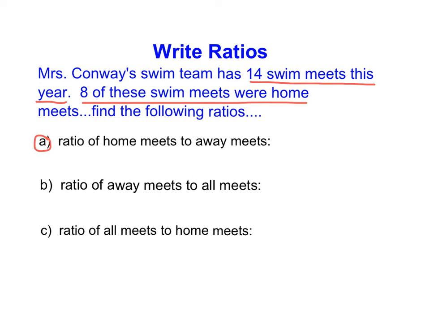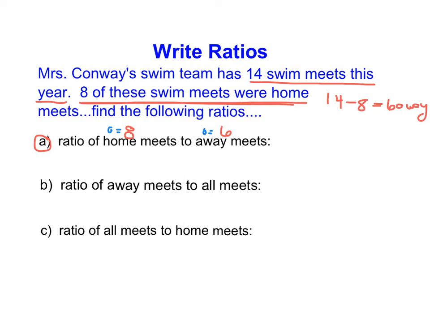So when I look here, I can see that 8 of these swim meets were home. So I know that there are 8 home meets, and then some away meets. Well, it doesn't tell me how many away meets there are, but it tells me there are 14 total meets, and there are 8 home, which means that there have to be 6 away meets. So we have 6 away meets. Now here, what you need to note is that the order does in fact matter. So the 8 has to be equal to your A value, because that's first. And the 6 has to be equal to your B value, because that's second.